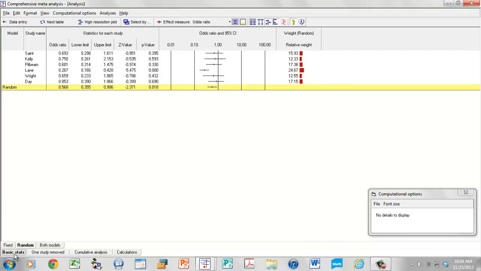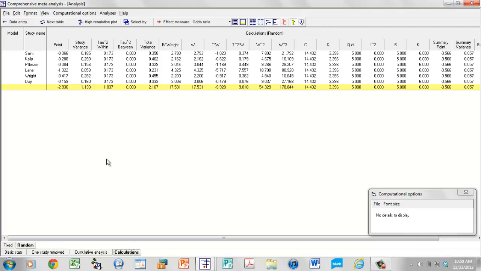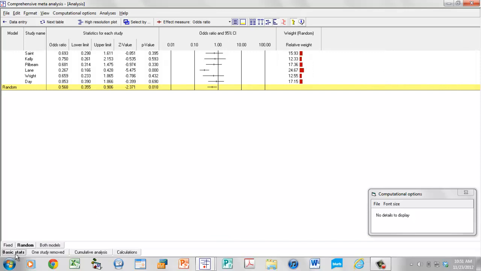I'm going to come back to the basic statistics. We also have a tab over here marked calculations, and what that does is it actually opens a window into the calculations that were being done and lets us see exactly how all of these numbers were computed. If you are using the book, you will see that the numbers over here match the numbers that are given in the book for the calculations, and this is a useful way to understand exactly what calculations are taking place. I'm going to come back to the basic statistics.